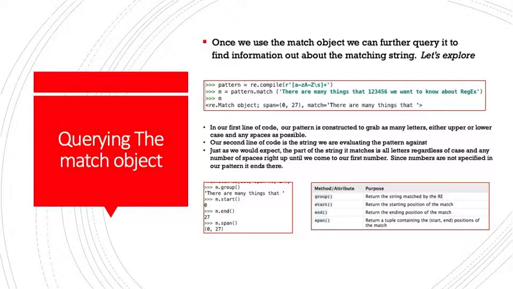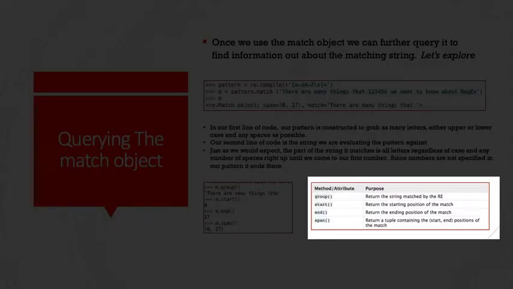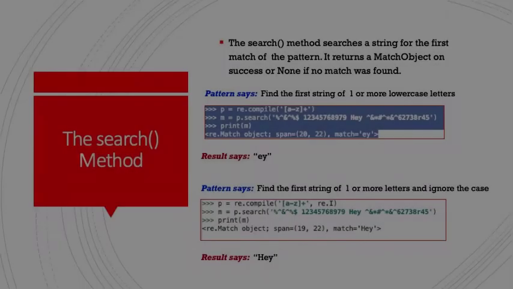That's also known as the span. m.span puts those two together: the start, which is 0, the end, which is 27. So the methods and attributes that we have using this match method are as follows. The group, which returns the string matched by the regular expression, the start position, the end position, and the span, which is a tuple containing the start and end positions.